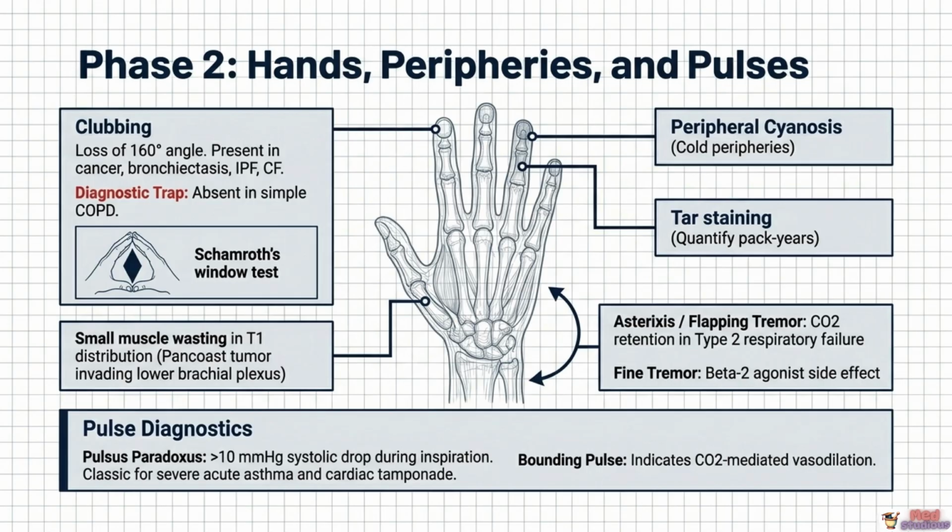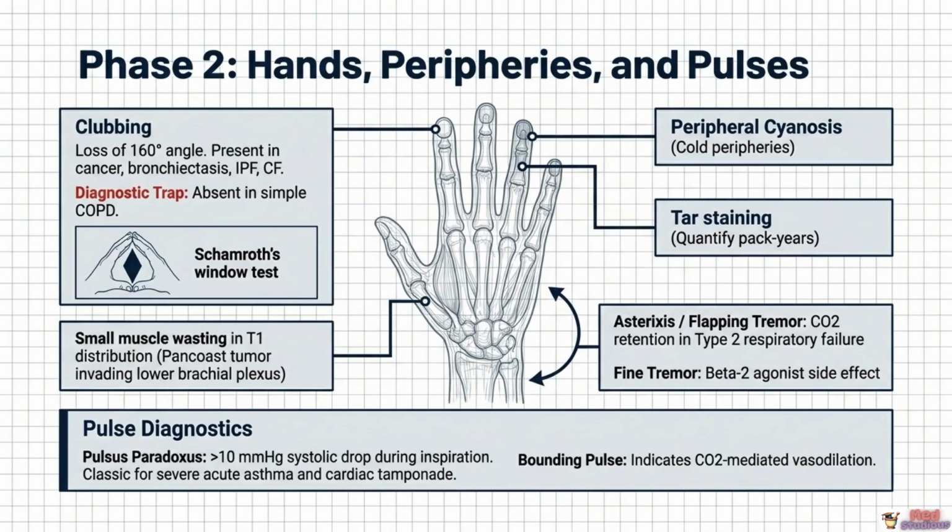Shamroth's window test provides a simple bedside confirmation, assessing for loss of the normal diamond-shaped window when opposing fingernails are placed together. Peripheral cyanosis reflects cold peripheries rather than true systemic hypoxemia, while tar staining offers a visual method to help quantify a patient's smoking pack years. Small muscle wasting in a T1 nerve root distribution is a critical finding, suggesting a Pancoast tumor invading the lower brachial plexus.